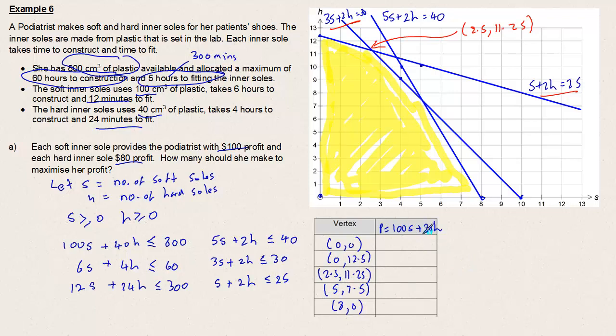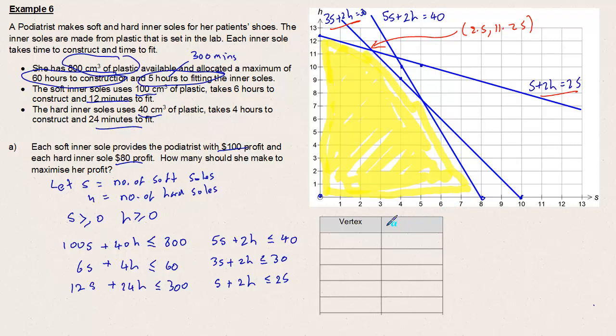And if we evaluate the profit at each of those, we get 0, 1,000, 1,150, 1,100, and 800. But of course, we've got a problem just here that these are not integers. We can't produce half an insole or 0.25 of an insole.